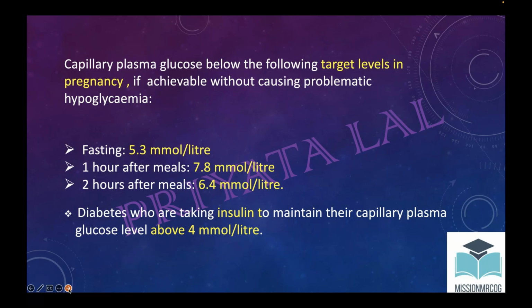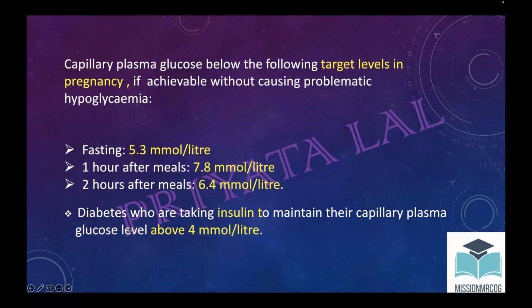Why? Because we are worried about hypoglycemia also. So if the patient is on insulin, just give them advice: please adjust your doses. We want your capillary plasma glucose level to be above 4 millimole per liter. So please remember these numbers.